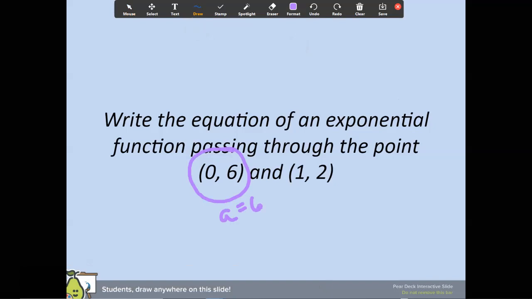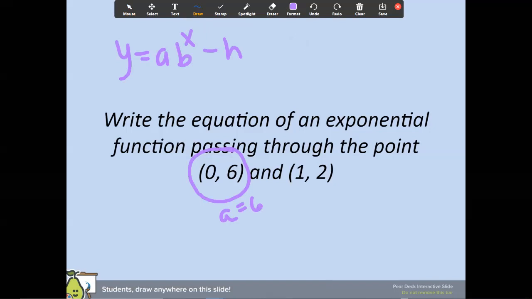Because I'm assuming, they didn't say, but I'm assuming that it should be y is equal to a times b to the power x minus h, okay? No left or right movement here, okay? So my a, when it's not being moved left or right, is always my y-intercept, okay? My y-intercept is always my a if it's not being moved left or right. And then I have that minus 2, okay, that I'm dealing with.